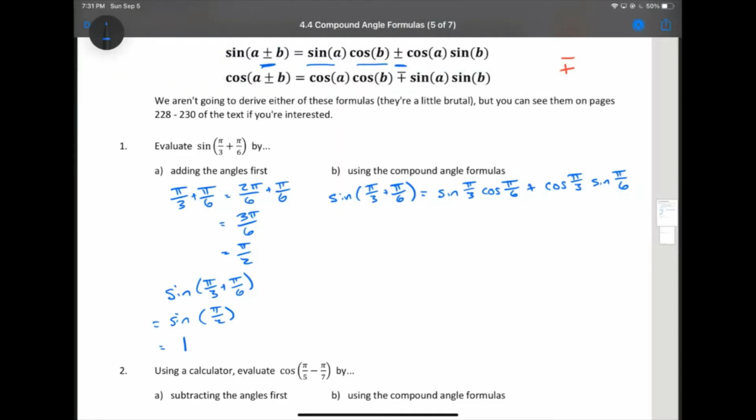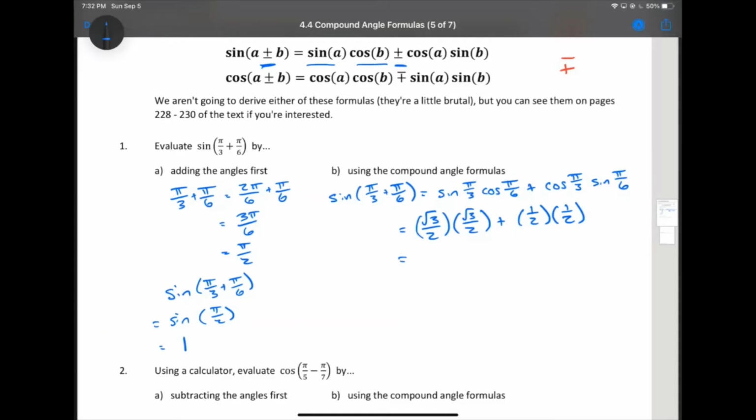I've got to get better at switching back and forth between screens. Anyway, over here we've got sine of pi over 3. That's root 3 over 2. Cos of pi over 6. That's root 3 over 2 as well. Cos of pi over 3 is 1/2. And sine of pi over 6 also 1/2.